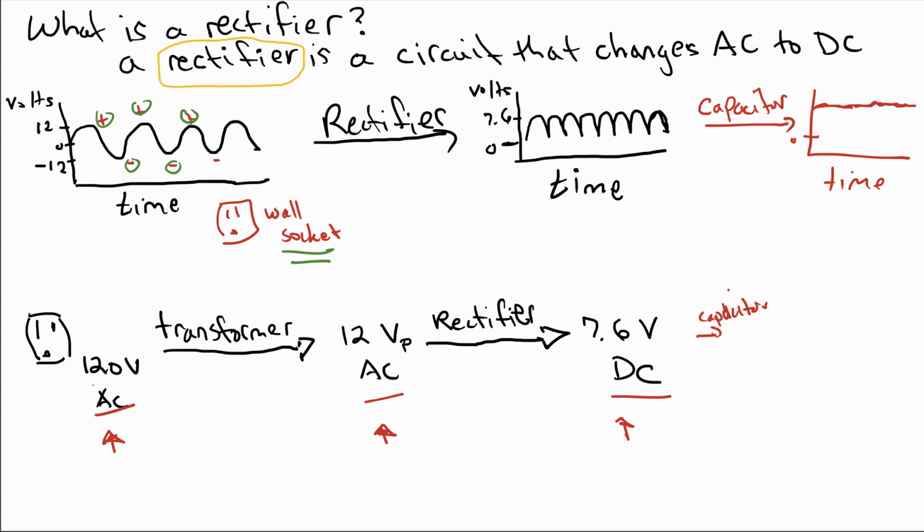And so the net effect is we have 120 volts AC going through a transformer, and then we have a transformer lowering the voltage to, say, 12 volts AC. Then we run it through a rectifier that changes it to DC at this point, and then we could have a capacitor to smooth the DC current. Okay.